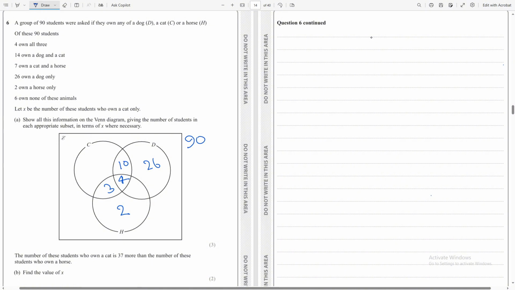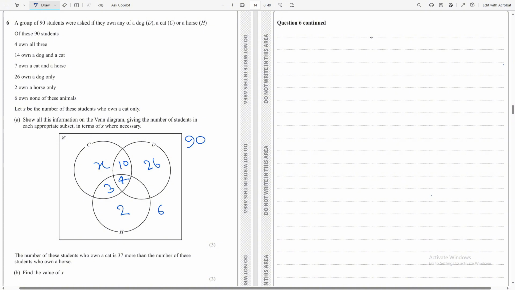6 own none of these animals, so 6 people own none of these animals. And let x be the number of students who own a cat only. Now, as you can see, we have one box here which is still unfilled. We know that there are a total of 90 students, so if we subtract all of the other numbers from 90, we will get the number of students who own a dog and a horse only.